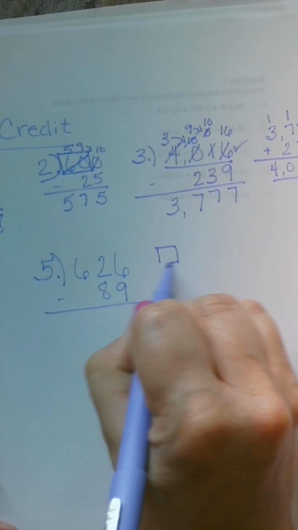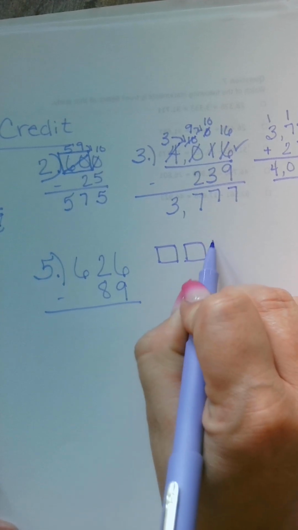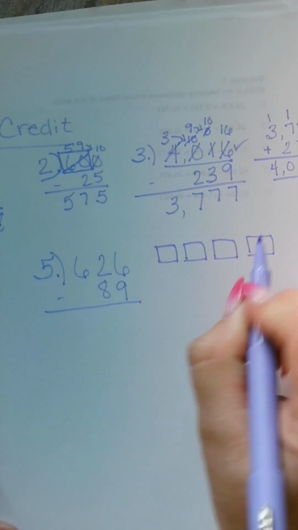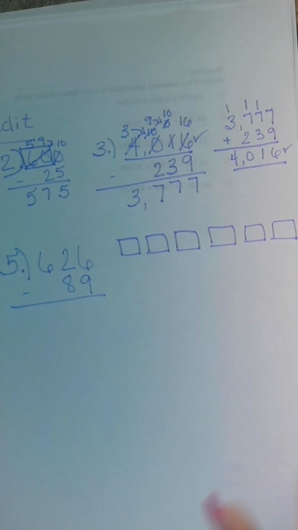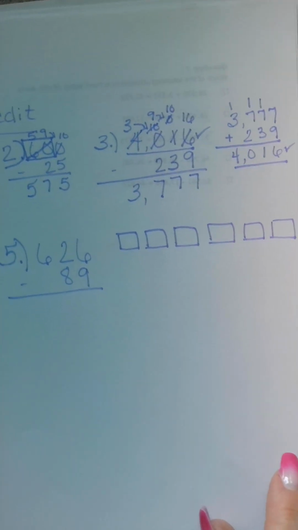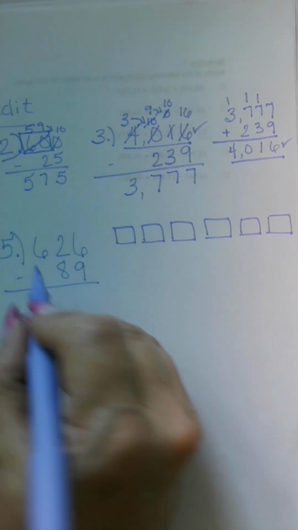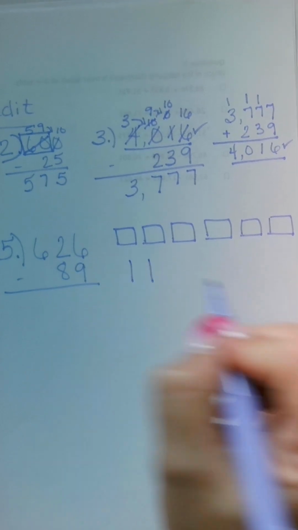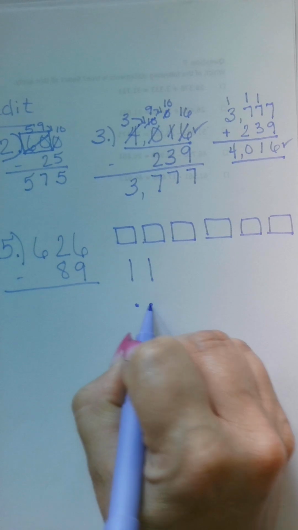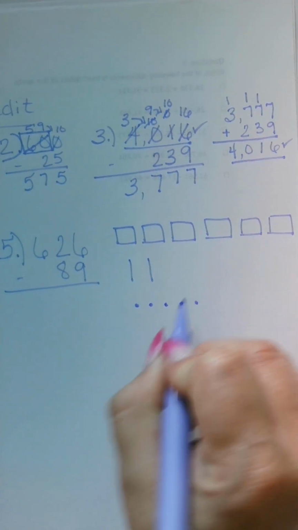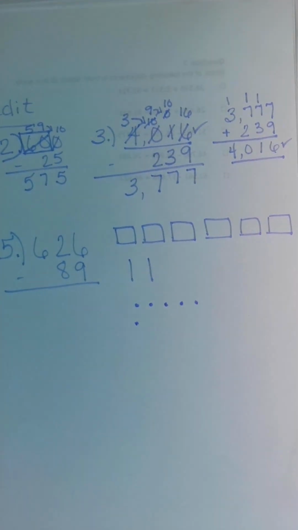So I've got 600s, okay, got my 600s there, 2 tens, we just draw sticks for tens, and 6 ones. 1, 2, 3, 4, 5, 6.